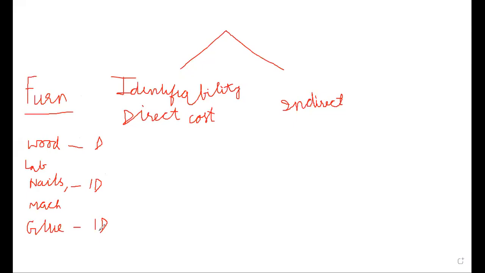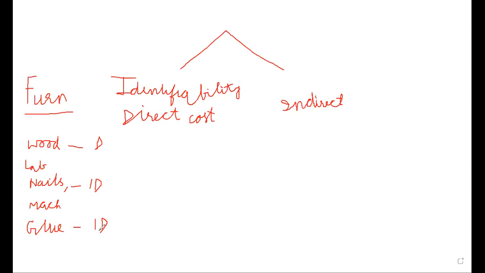Let's say there is a cleaner, someone who's working in the factory premises. He is also paid wages, but can we identify his wages with the furniture which is made? No, it is not identifiable. So if labor is identifiable, we call it direct labor. If it is not identifiable, we call it indirect labor.